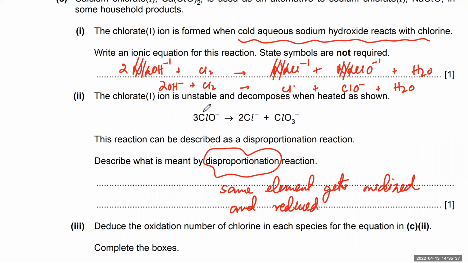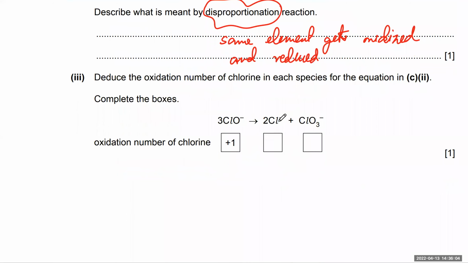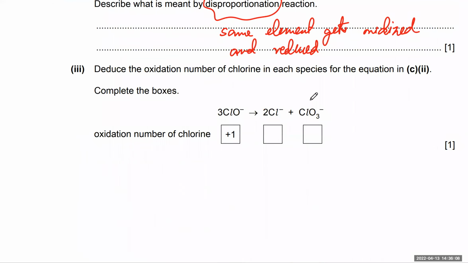Cl over here is +1. Calculate it: oxygen is -2, Cl would be +1, and then you'll get -1. Cl over here is -1 and Cl over here is +5, because oxygen is -6, 3 oxygens, so this must be +5 to get -1. Anyway, we figured out it's a disproportionation reaction because it's getting reduced as well as oxidized. Then, deduce the oxidation numbers, we already did that. Okay, so we did this part.